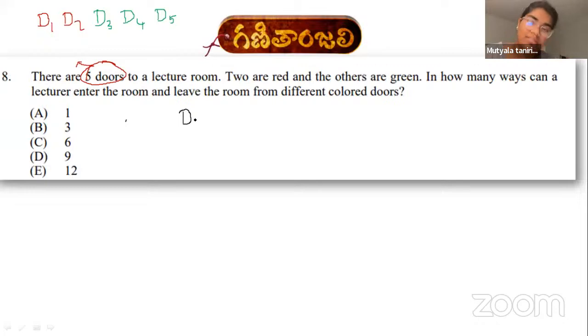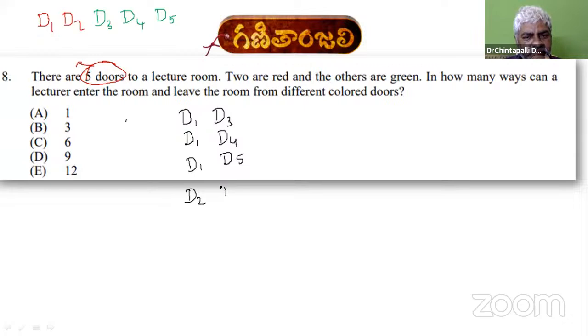D1, D3 is accepted. Let's complete the first, D1: D1, D3, D4, D1, D5. D1, D2 is not accepted. This is entering, this is leaving. D1, D3; D1, D4; D1, D5; D2, D3; D2, D4; D2, D5.